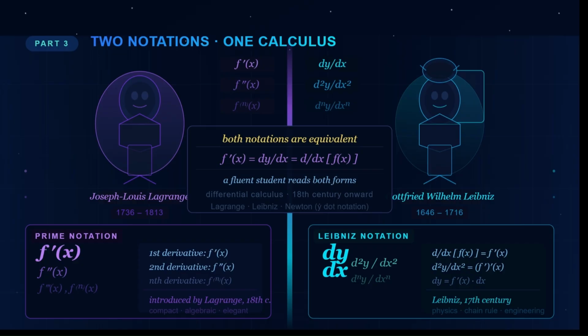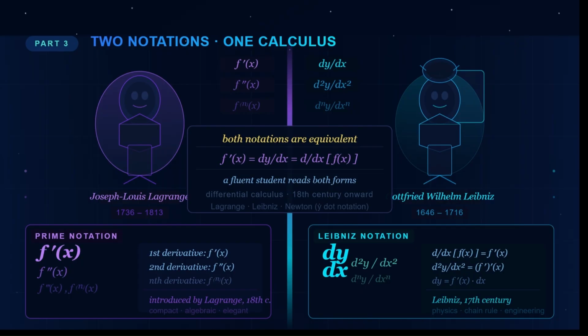One of the first things a student of calculus encounters is that mathematicians use two different notations for the derivative, and both are used widely in textbooks, research, and applications. The first is called prime notation, introduced by Joseph Louis Lagrange in the 18th century. Here, the derivative of f of x is written as f prime of x, read aloud as f prime of x. For the second derivative, we write f double prime of x, and so on.